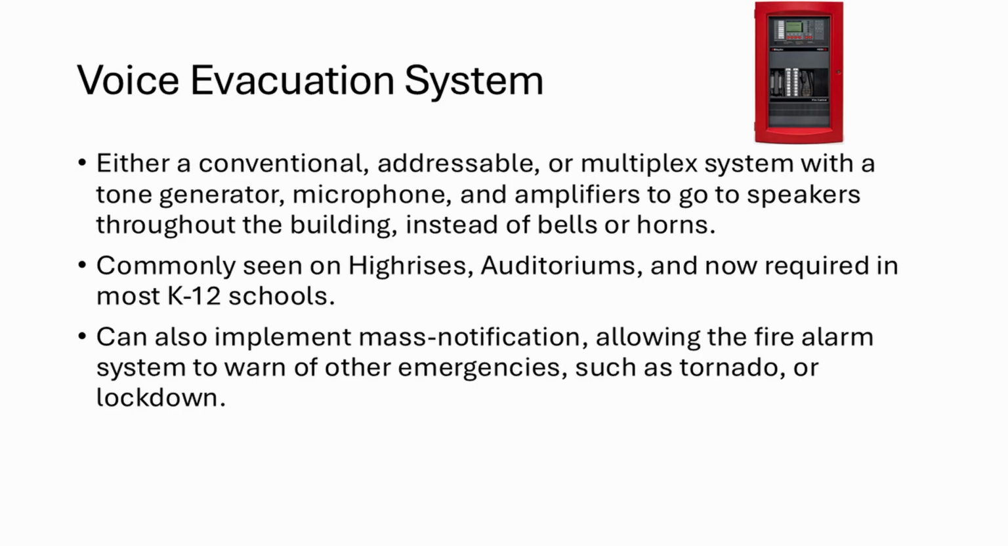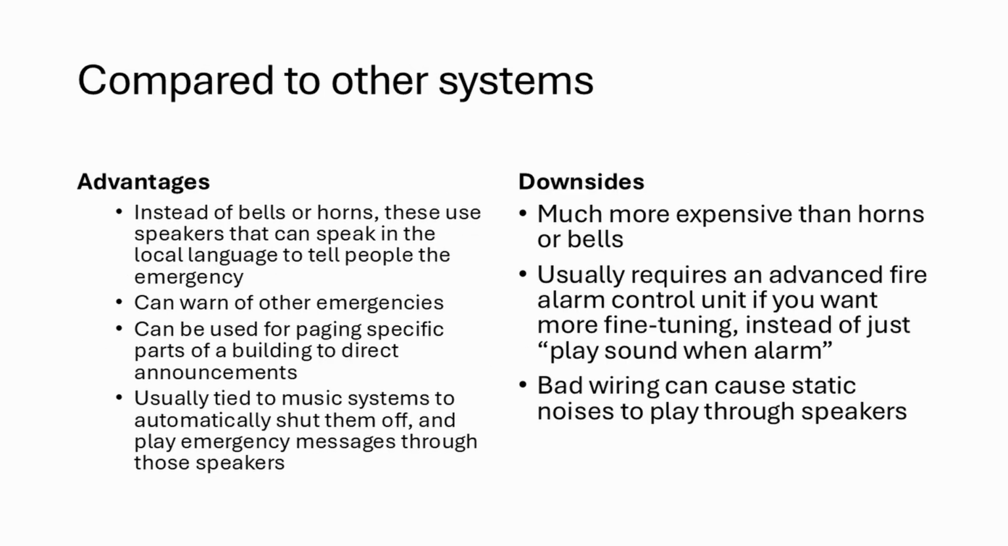They can also implement mass notification, allowing the fire alarm system to warn of other emergencies, such as tornado or lockdown. Compared to other systems, voice evacuation systems use speakers instead of bells or horns that speak in the local language to tell people the exact emergency, which can be fire or other mass notification type emergencies. They can be used for paging specific parts of a building to direct announcements, and are usually tied to music systems to automatically shut them off and play emergency messages through those speakers.